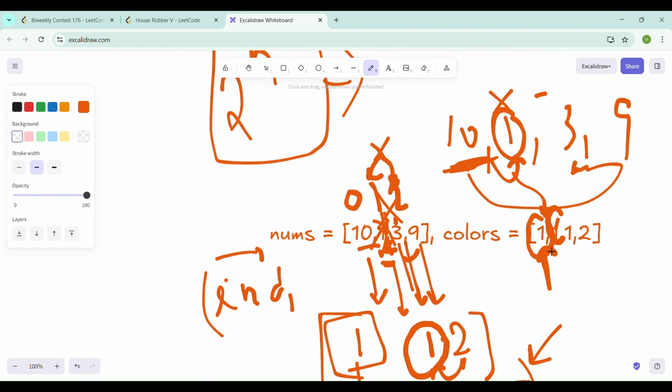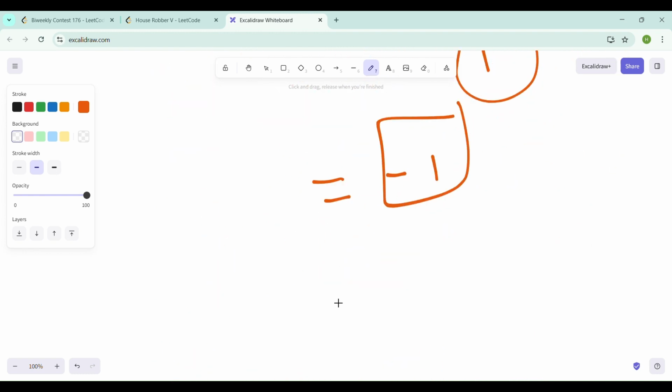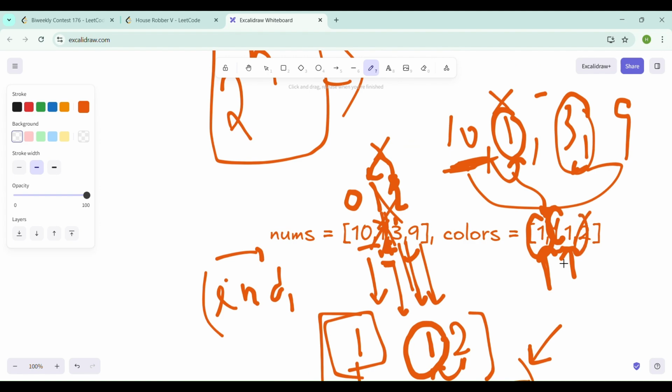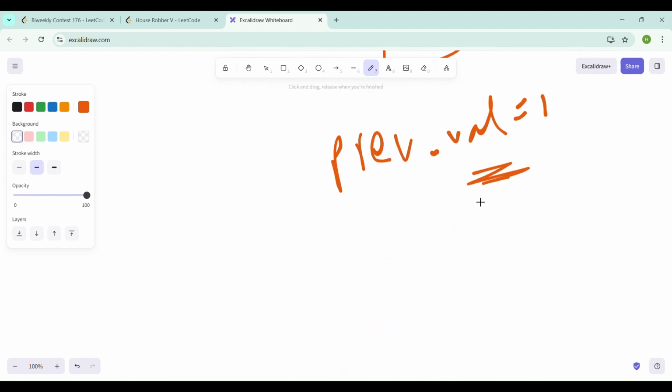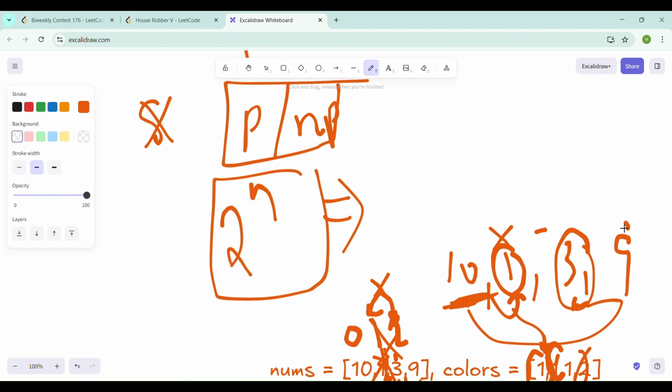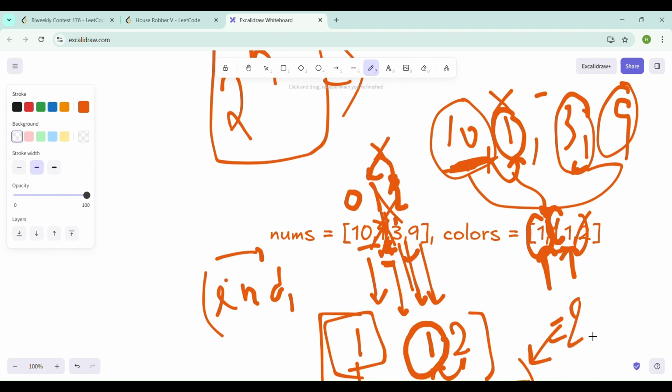So now, is this value the same as this? No. -1 is not equal to 1. So you can pick this element. You picked up 3, right? Now your previous value becomes 2. Sorry, 1. And then you move to the next index, 2. Now this is also not equal to the previous value, so you can again pick this one. And these are the 3 values that you will pick, which will yield you 22.